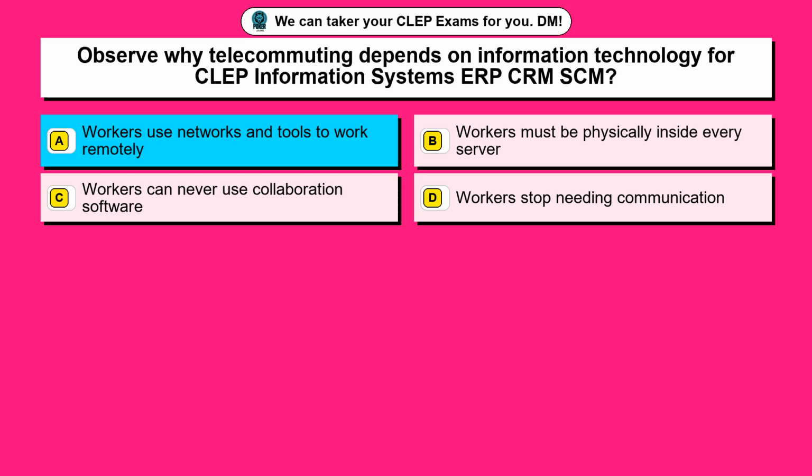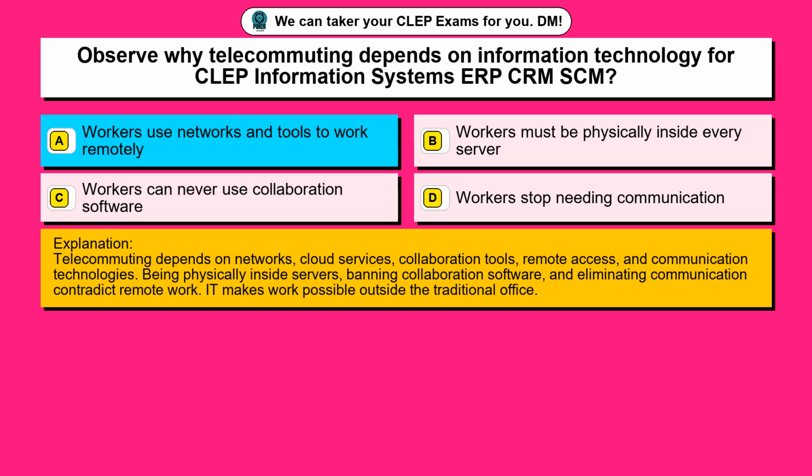The correct answer is option A. Workers use networks and tools to work remotely. Telecommuting depends on networks, cloud services, collaboration tools, remote access, and communication technologies. Being physically inside servers, banning collaboration software, and eliminating communication contradict remote work. IT makes work possible outside the traditional office.